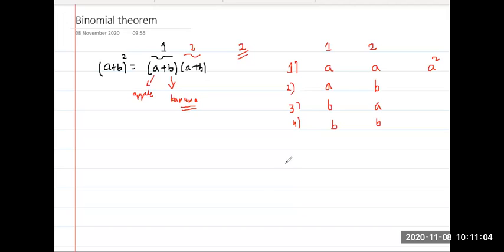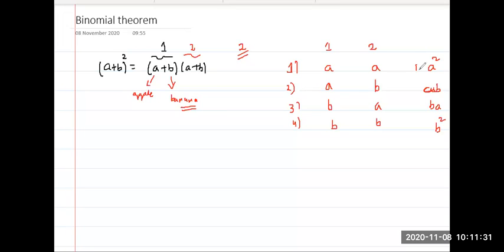Okay, I'm choosing apple and banana, AB. Here also BA, and this is B square. Now think about it. If I ask you in how many ways I'm choosing both apples, or only apple, tell me in how many ways? One way, yes, right? One way.